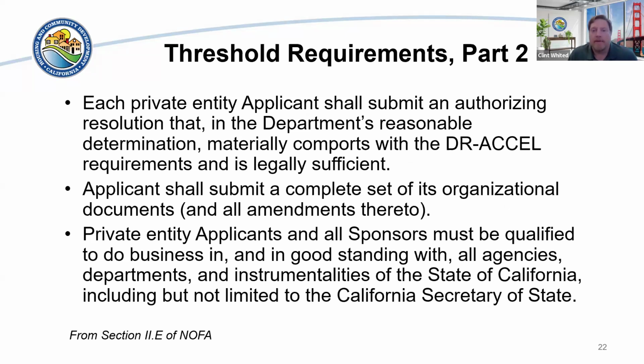Each private entity applicant shall submit an authorizing resolution with the application that, in the department's reasonable determination, materially comports with the DR Excel requirements and is legally sufficient. The applicant shall submit a complete set of its organizational documents and all amendments thereto. And private entity applicants and all sponsors must be qualified to do business in and be in good standing with all agencies, departments, and instrumentalities of the state of California, including but not limited to the California Secretary of State.